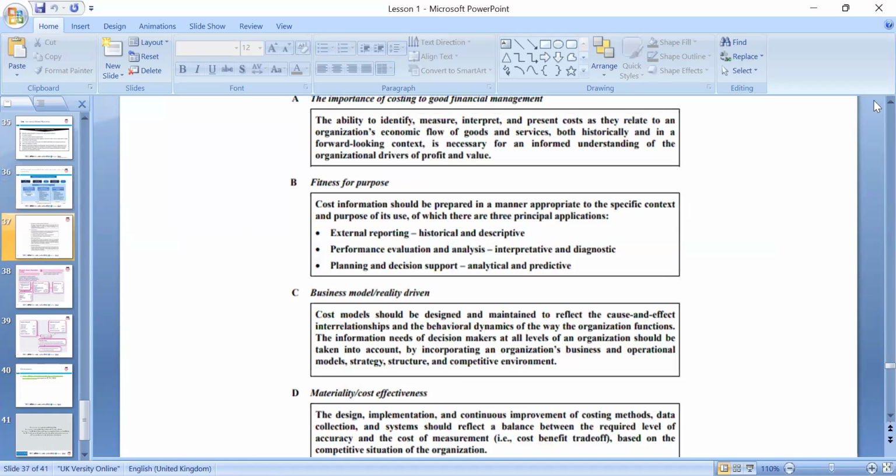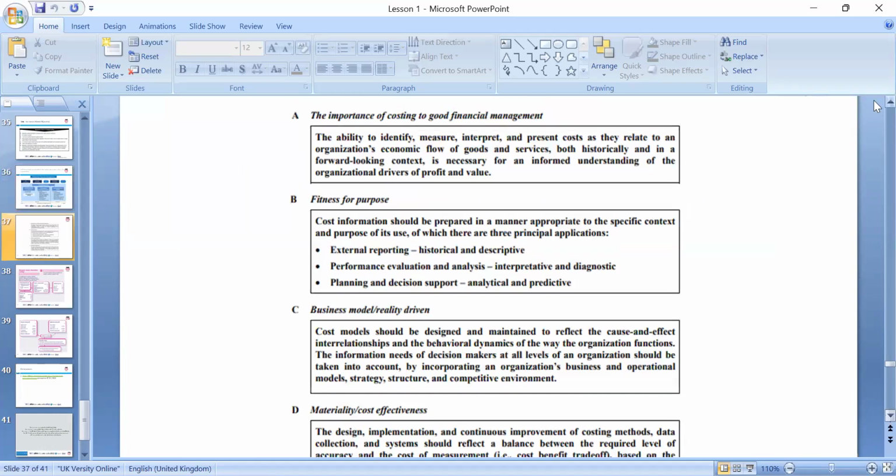Okay, so when we look at the importance of costing, it is good financial management: the ability to identify and interpret the information. As a manager you can use it for your own fitness for purpose. So whichever costing method or reporting performance method you use, you have to look around your business. What is the best for you? Because there are different models and different costing methods, like activity-based costing, like we discussed job costing, marginal costing, absorption costing. So you have to look around. The business model may be different.